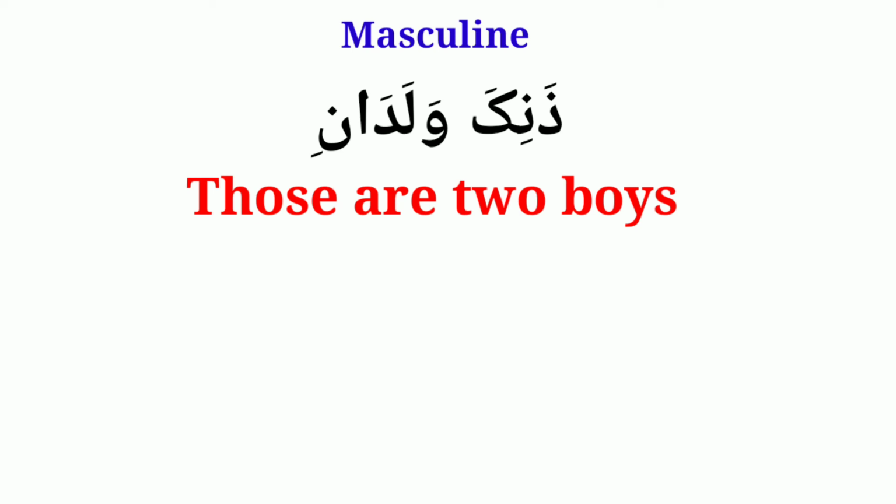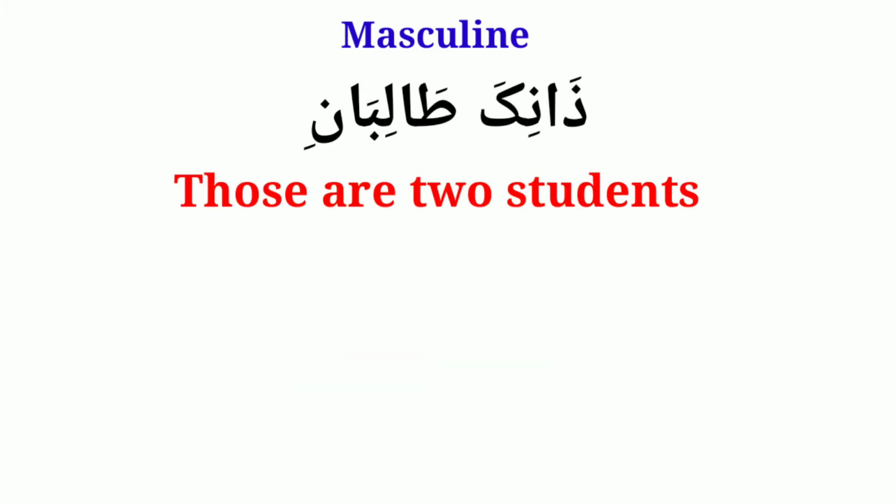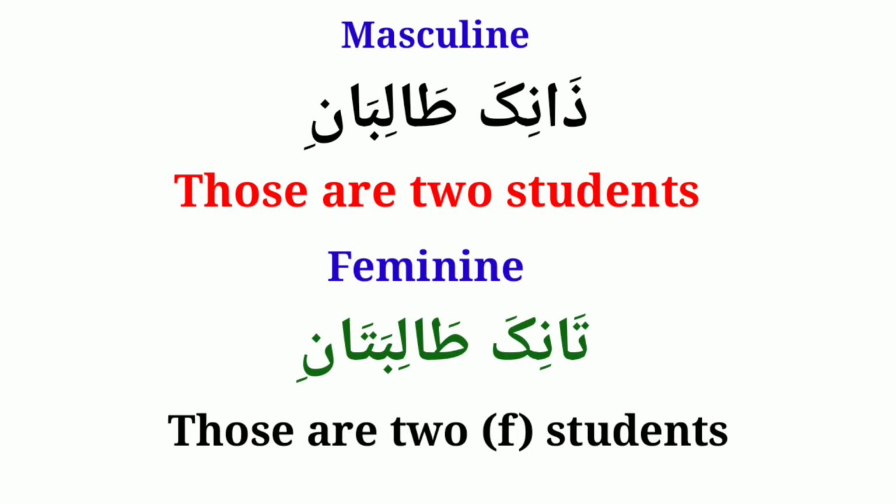Let's start. Zanika waladani, those are two boys. Tanika bintani, those are two girls. This is female word. Zanika talibani, those are two students. Tanika talibatan, those are two female students.